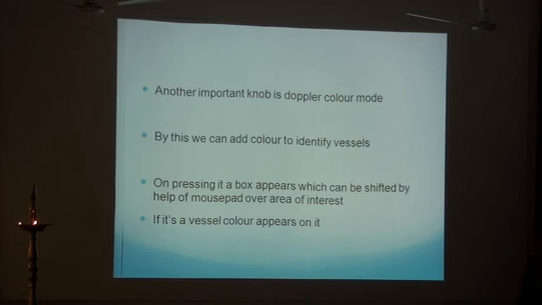Another important knob is the Doppler color mode. This is added to identify vessels. When we are giving nerve blocks, sometimes it is very difficult to differentiate whether this is the artery or the vein nearby. So on pressing this knob, a window with a box will appear, which can be shifted with the help of the mouse pad onto the area of interest. And if there is a vessel, the color will come as red and blue. Red if the blood is coming towards the probe, and blue if it's going away.